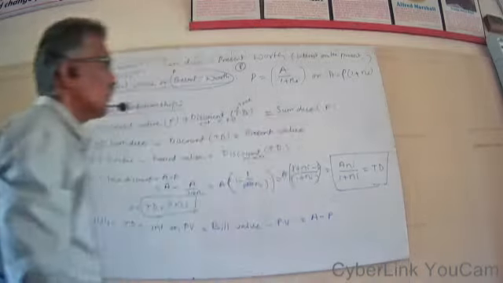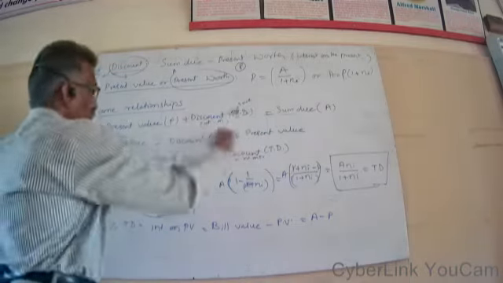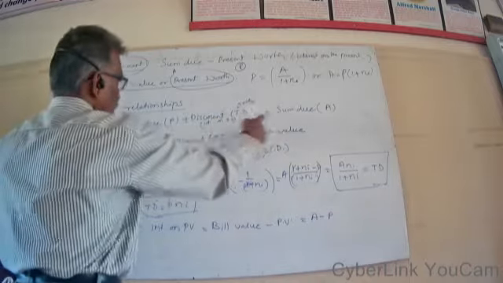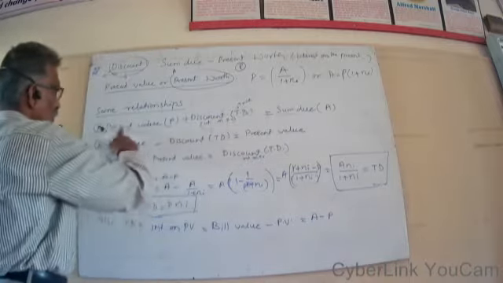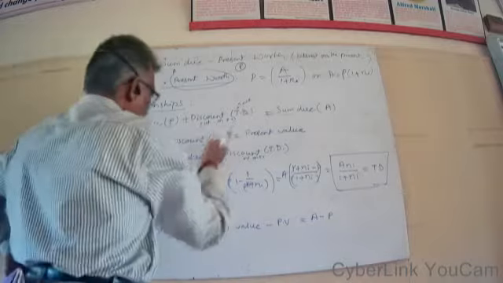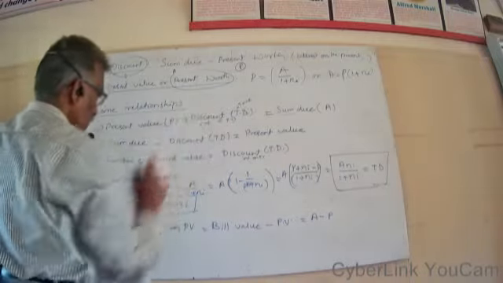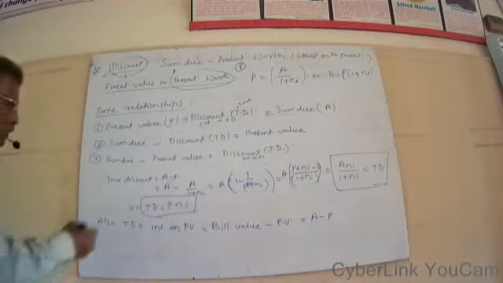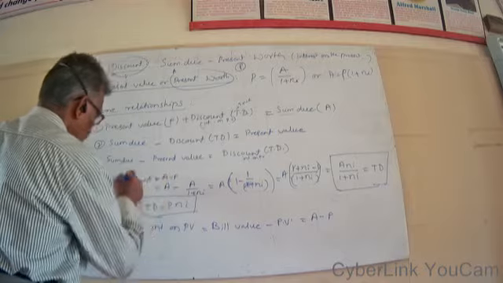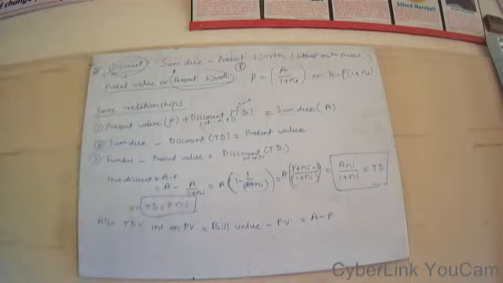That is equal to sum due or A. Also, sum due minus discount equal to present value. These two are implied from this. And also you can write that sum due minus present value equal to discount. Also you can write this as true discount equal to A minus P. True discount, A is sum due, minus P equal to present value.